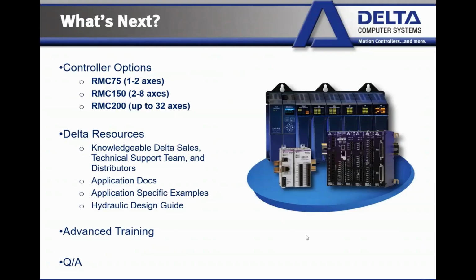So what's next? What's the therefore here? Well, we've got many options, right? If you've got maybe a single axis press that you're needing a controller for, the RMC75 is a great controller. It uses RMCTools. The programming is going to be basically the exact same as what you've seen from this class here. The RMC150 does great with a slightly higher axis count.